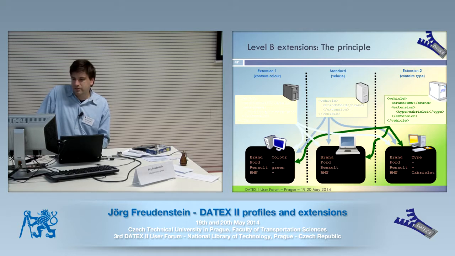When he gets information from the standard, okay, he has only got standard information about the Ford without any type. And when he gets information from this extension 1, it's also only the information about the Renault without a type, and the information of color is skipped. And all the others are right in a similar way. Here again, the middleman doesn't know any type, he doesn't know any color, he has only the information of the brand of the car.